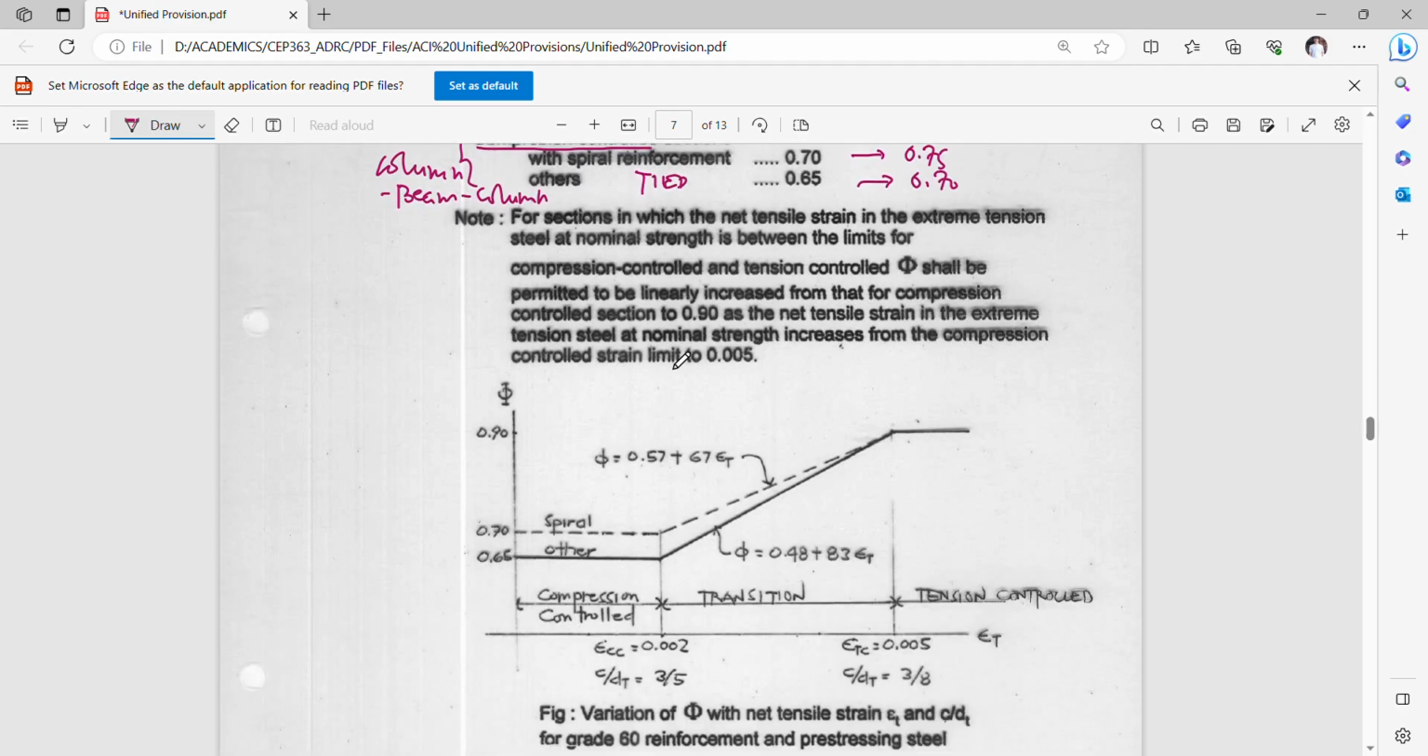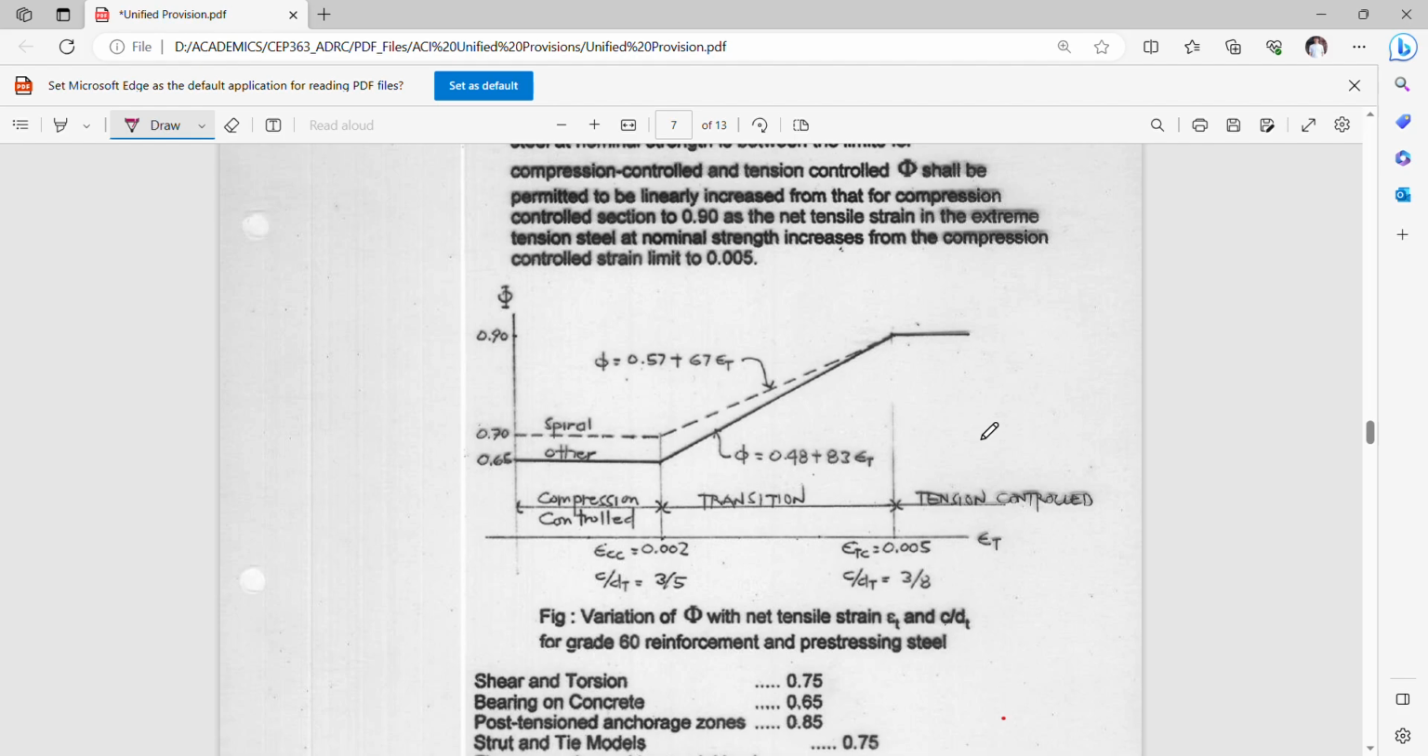And the variation of phi now is no longer based on phi Pn but rather on epsilon t and c over d. Okay, so this is for grade 60 reinforcement and prestressing steel. So what changes when your steel is no longer grade 60? I think there's a slight change in the value of your 0.005.